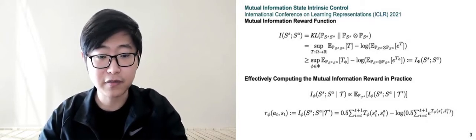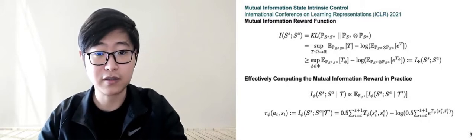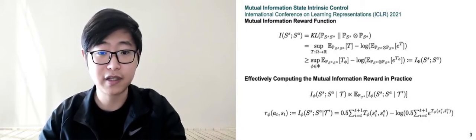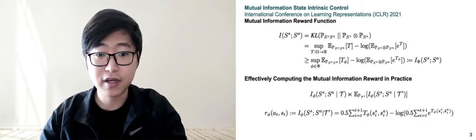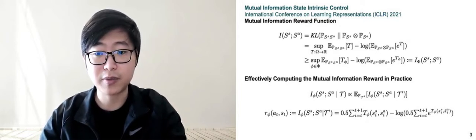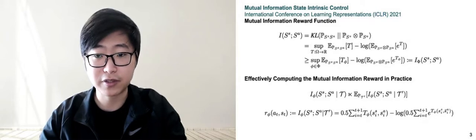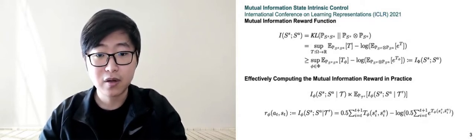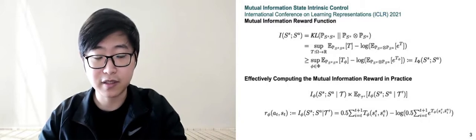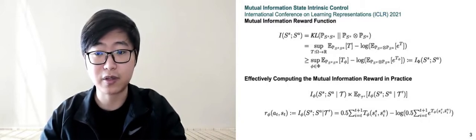In the second part of the method, we derive a surrogate objective to effectively compute the MI reward in practice. When training the MI estimator, we use all the samples in the same trajectory. And when calculating the reward for each transition, we only use the adjacent state pairs as the input to the reward function.